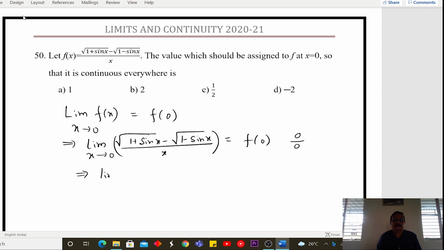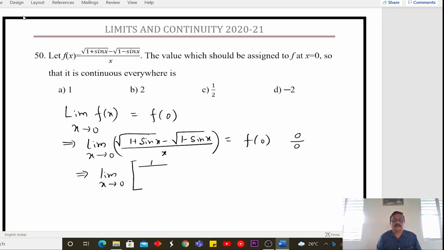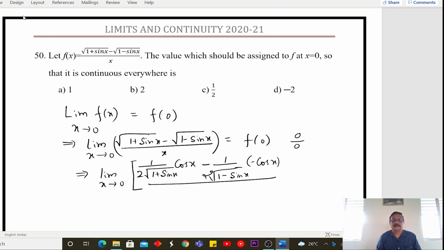Shortcut method: differentiate numerator and denominator separately. Now the derivative of root of 1 plus sin x is 1 divided by 2 into root of 1 plus sin x, into the derivative of 1 plus sin x, which is cos x. Whereas the derivative of root of 1 minus sin x is 1 divided by 2 into root of 1 minus sin x, into the derivative of 1 minus sin x, which is minus cos x. Divided by the derivative of x, which is 1.